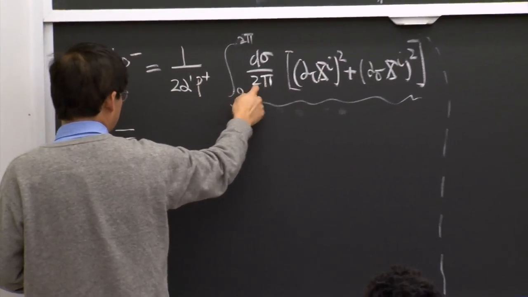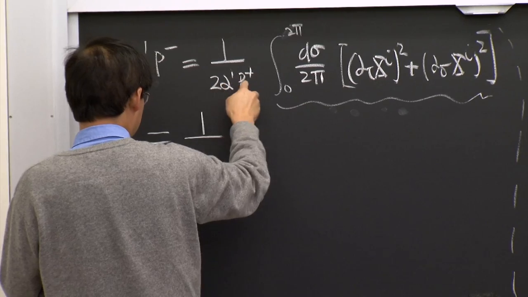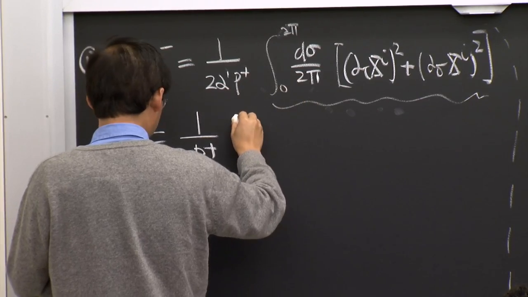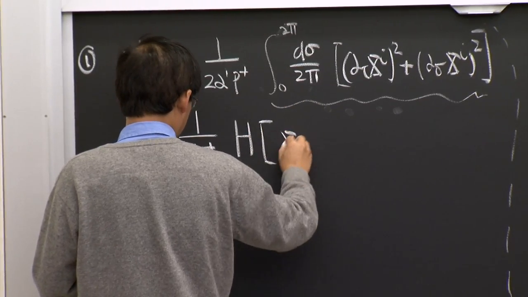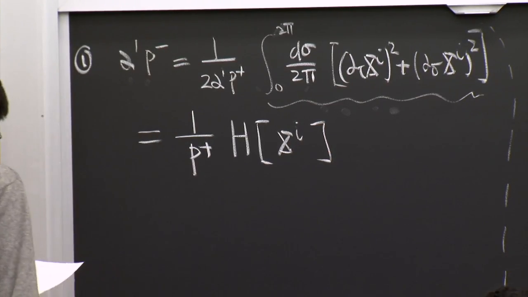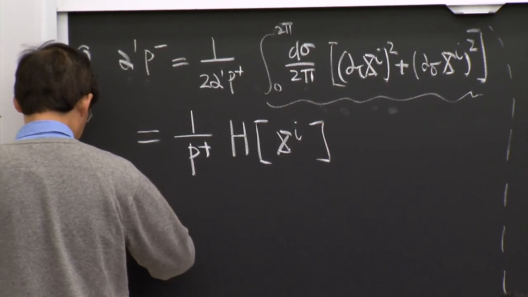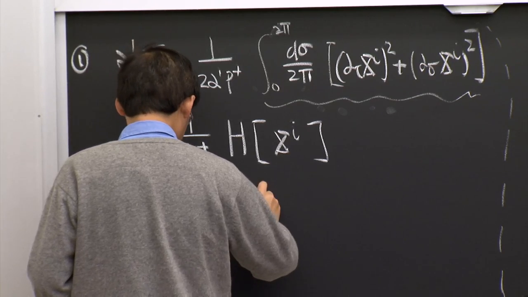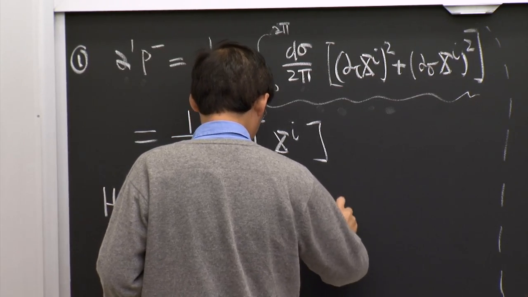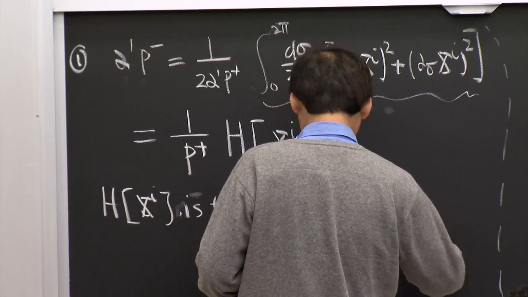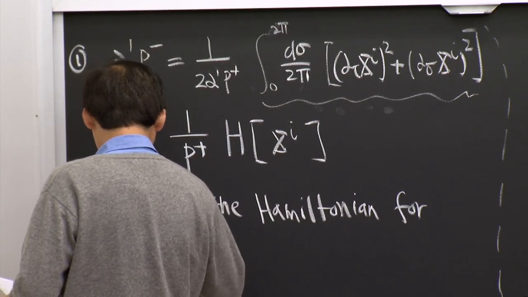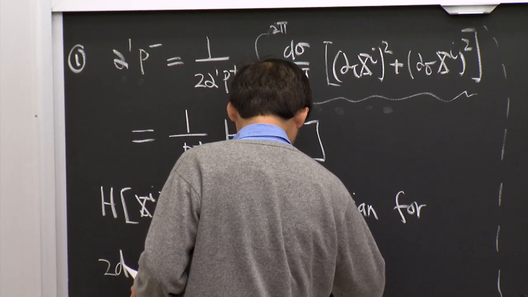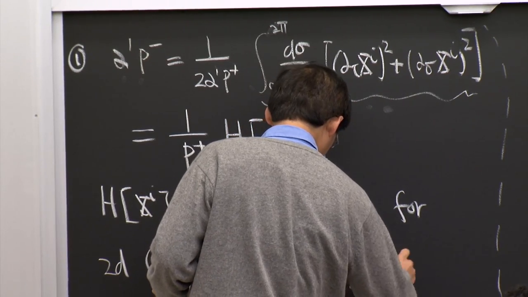So let me write that more precisely. Let's take out this p plus. And then this becomes 4 pi alpha prime. And then this is exactly the Hamiltonian of that theory corresponding to the xi. So H xi is the Hamiltonian for the two-dimensional quantum field theory of xi, for the transverse directions, okay?